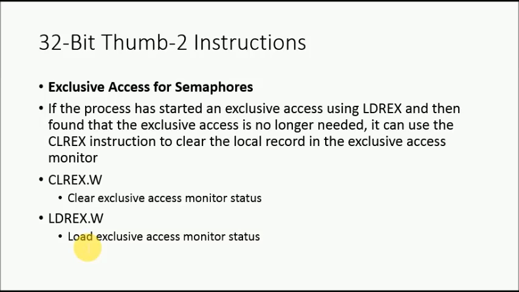After using the resource, we have to clear the access. So after using the resource, again we have to use the instruction CLREX.W. CLR means clear, EX is the exclusive access, so we have to clear the exclusive access monitor status. Now this is the method of how to use the semaphore and how to use the resources. Using CLREX and LDREX, we can use the resources, and that will set or clear the semaphores.